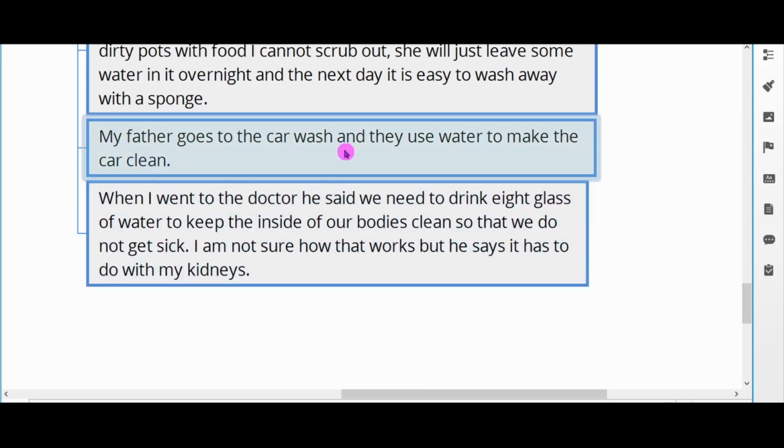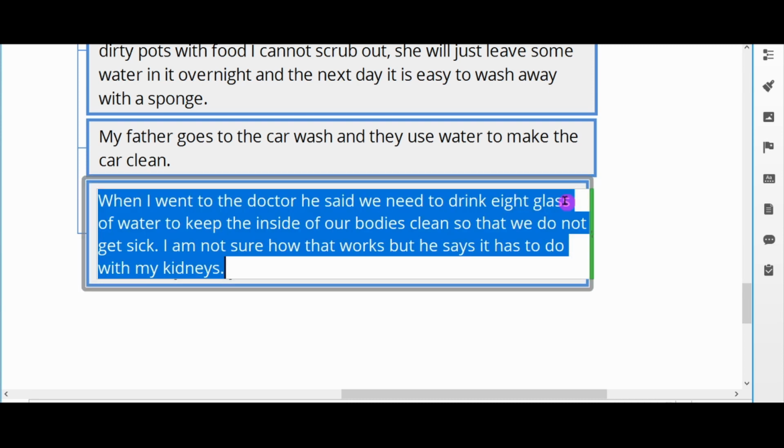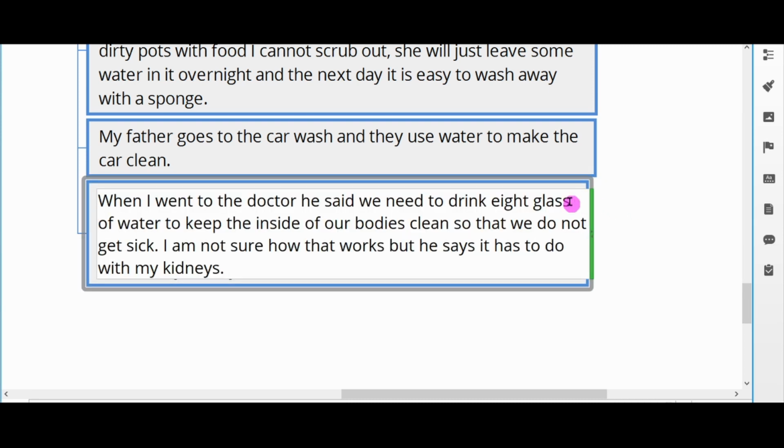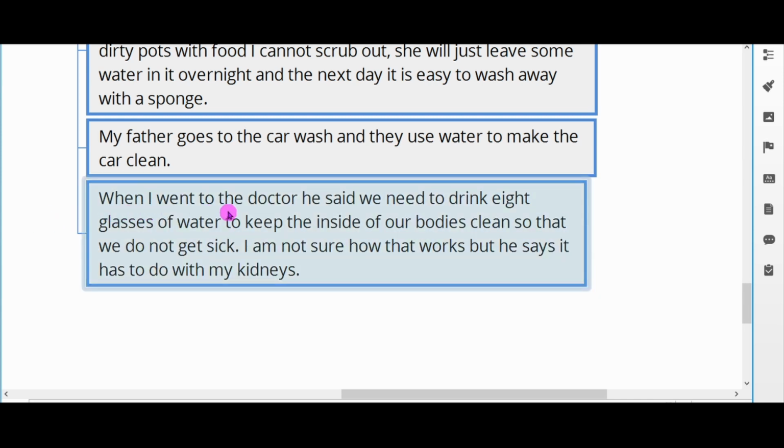My father goes to the car wash, and they use water to make the car clean. When I went to the doctor, he said we need to drink 8 glasses. Let's pluralize this. So nouns that end with SS, we're going to add ES. So let's go with this one again. When I went to the doctor, he said we need to drink 8 glasses of water to keep the inside of our bodies clean so that we do not get sick. I am not sure how that works, but he says it has to do with my kidneys.